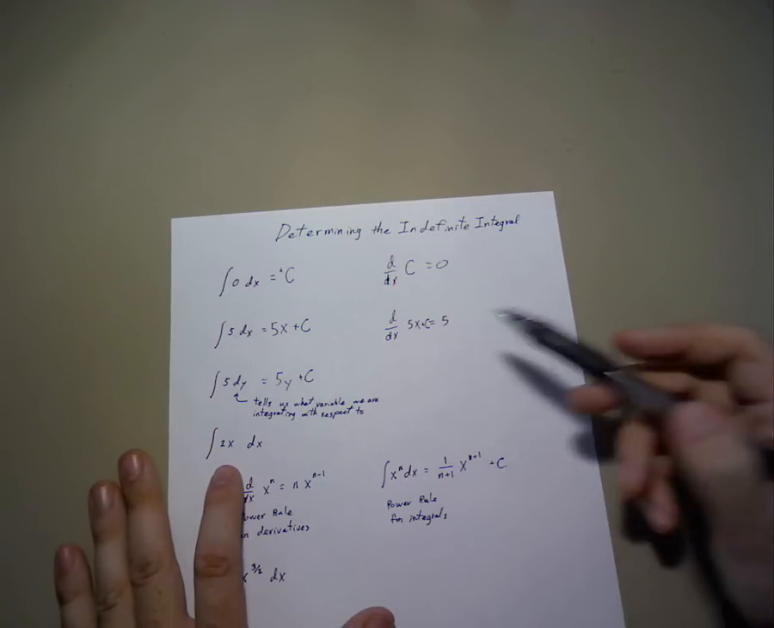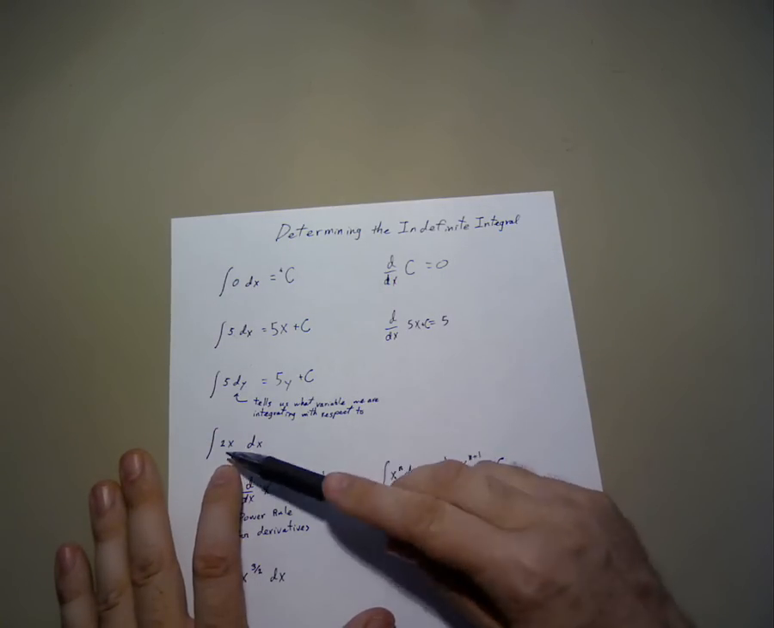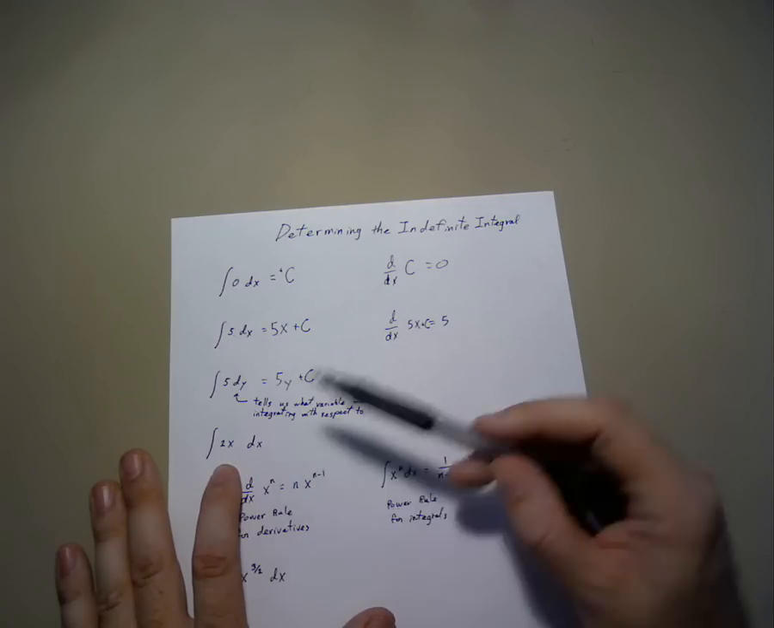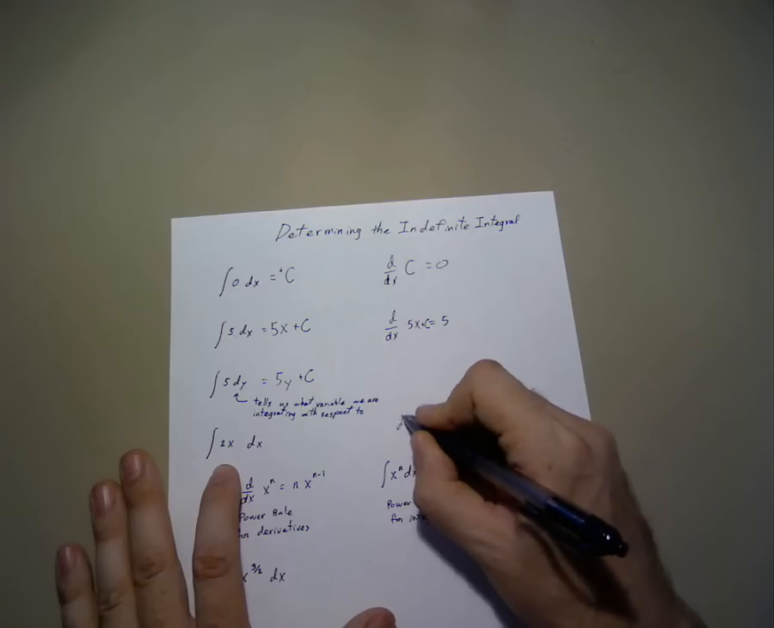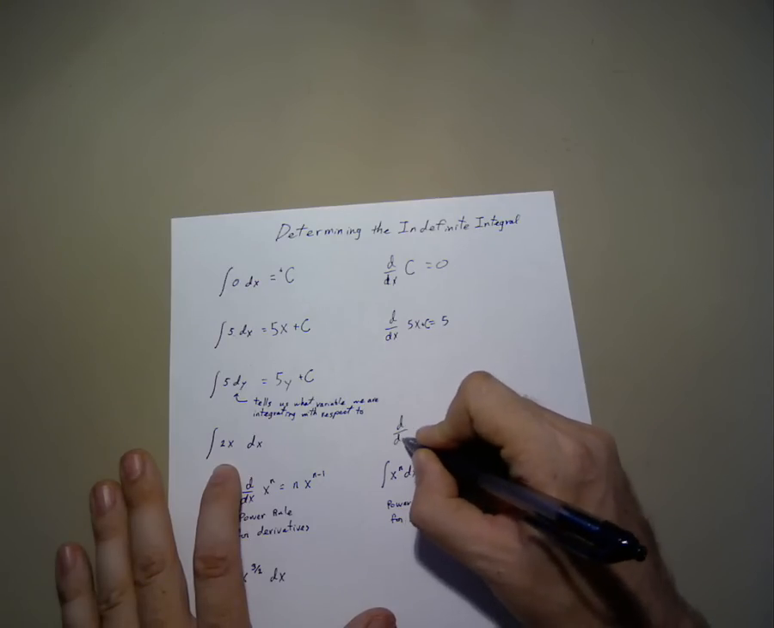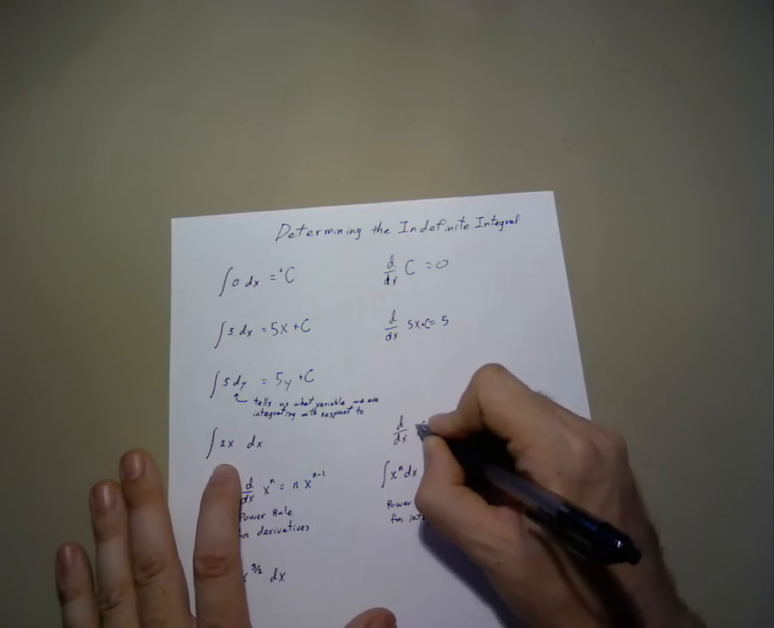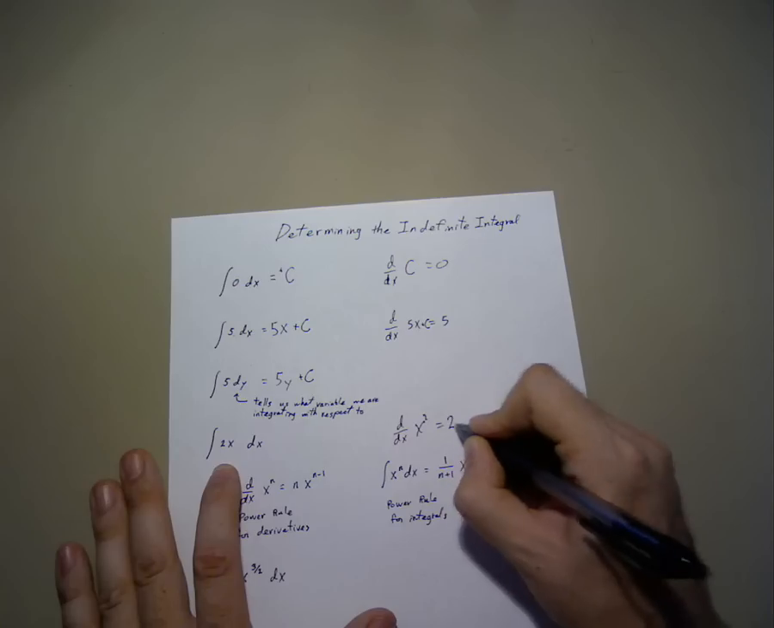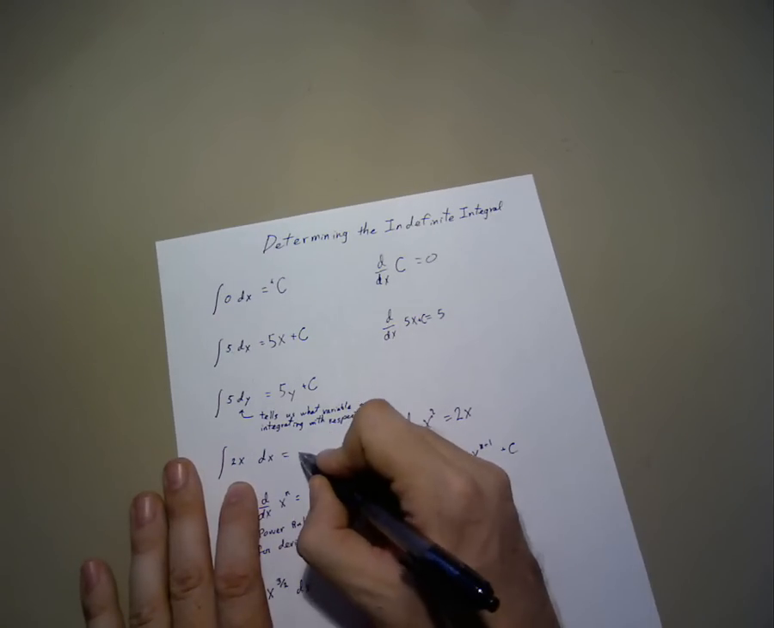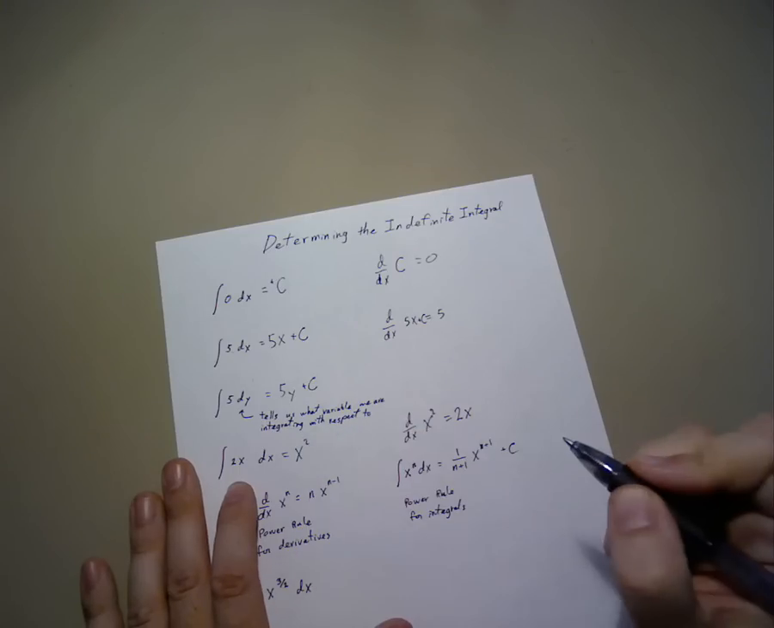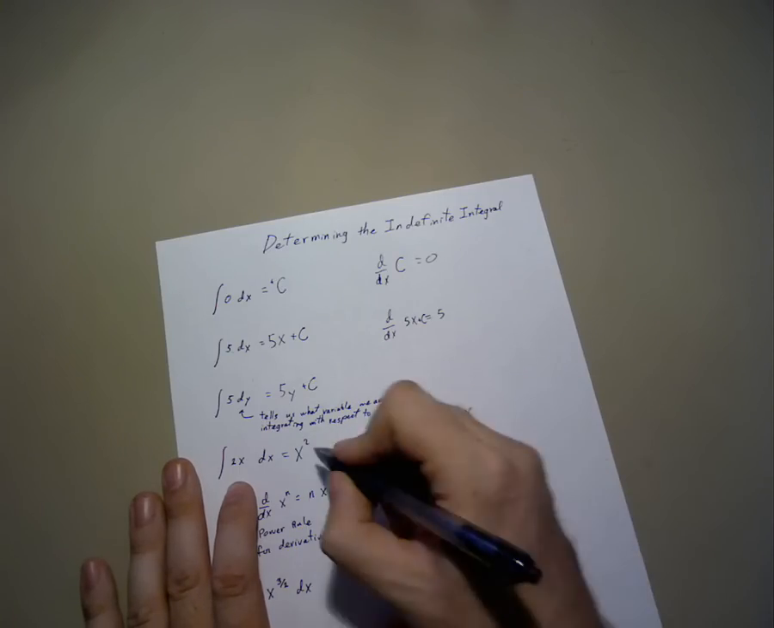Moving on, we have 2x dx as our integral. We recall that the derivative of x squared equals 2x. Therefore, we can say that the integral is x squared. We also need to remember to add plus c.